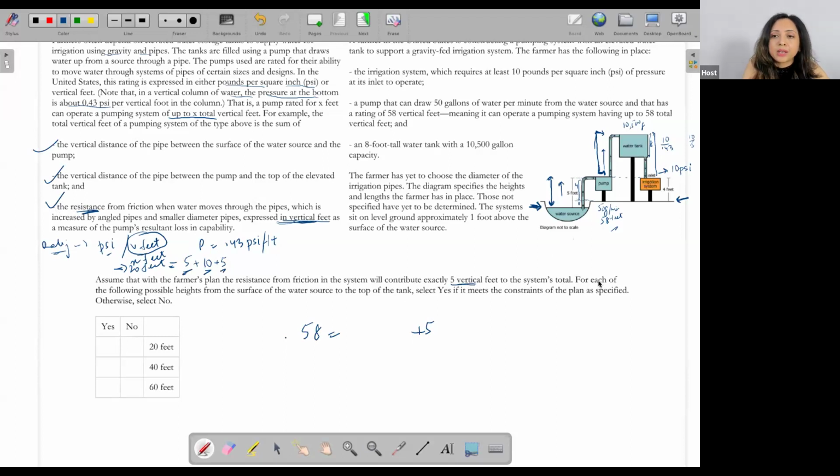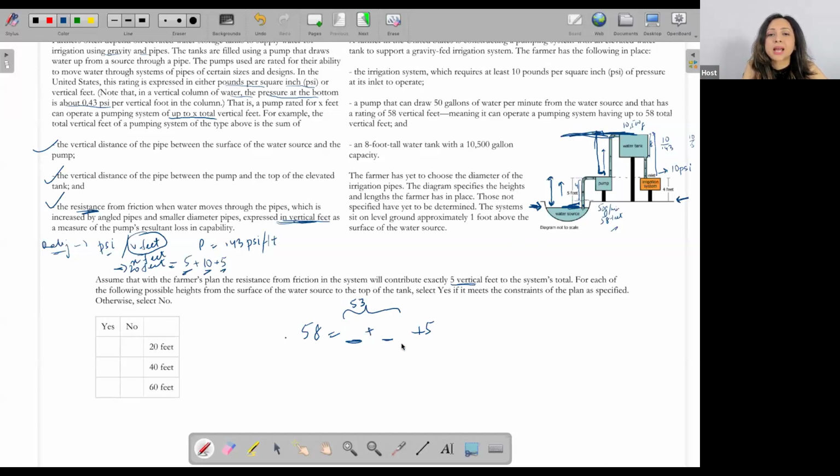So great, I'm good. Now, for each of the following possible heights from the surface of the water source to the top of the tank, so from over here to the top of the tank, which means till here, right? From here till here. Select yes if it meets the constraints of the plan as specified, otherwise select no. The thing from here till here, what all is possible? So I know that the other 2 quantities over here plus this can at most add up to 53. Right?